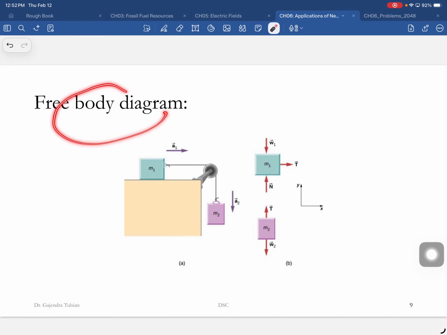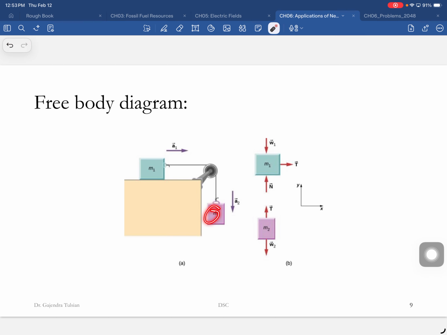Here's a situation that involves several objects, and you can draw a free body diagram for each object. On this object, there are three forces acting: the tension in the rope, the weight of the object, and the normal force that the table is exerting. Right now, we're not considering friction forces. If there were friction forces, they would act in a direction opposite to the motion. So if this object is moving in that direction, there'll be a friction force in the opposite direction. That's a kinetic friction force.